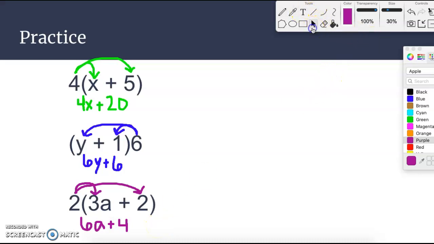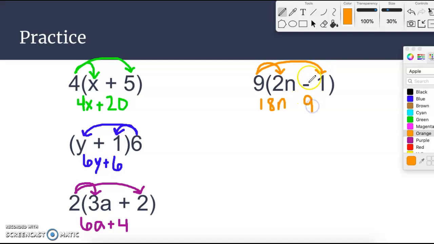All right, we have 3 more. 9 times the quantity 2n minus 1. Okay, follow the same process. 9 times 2n is 18n. 9 times 1 is 9. We are subtracting, so this is going to be 18n minus 9. Okay, pay close attention to that sign.